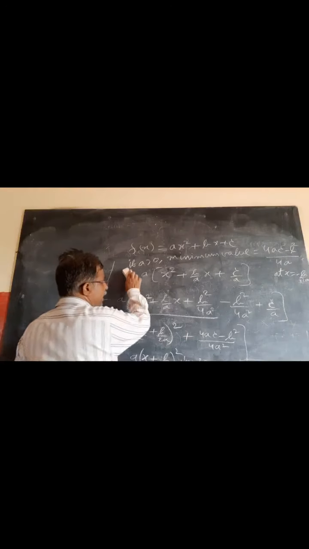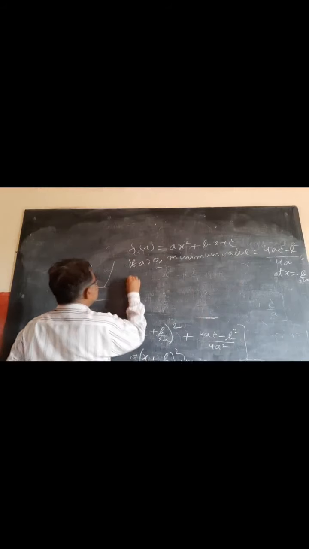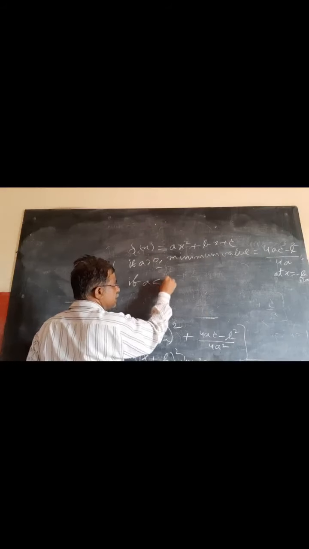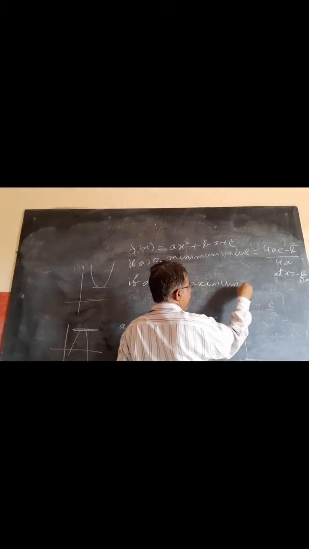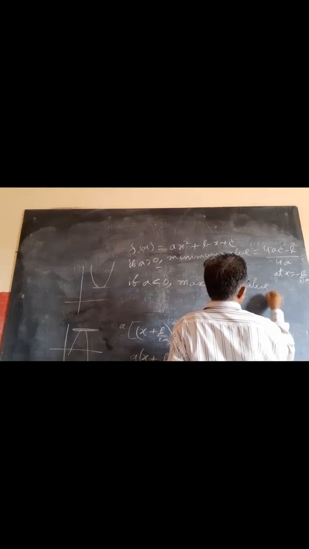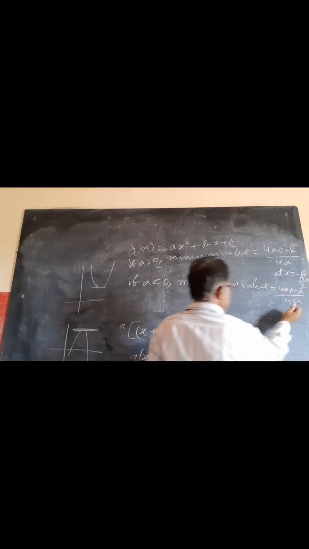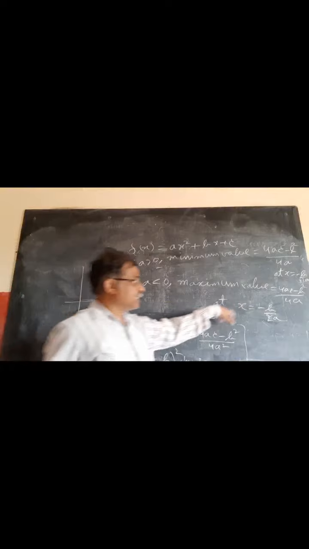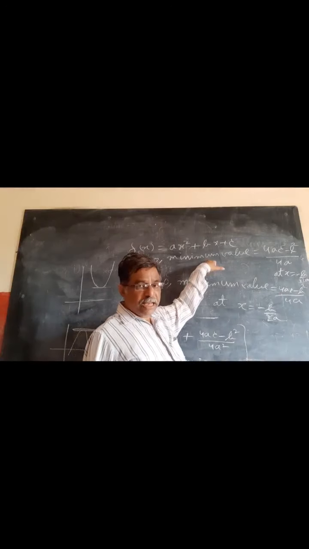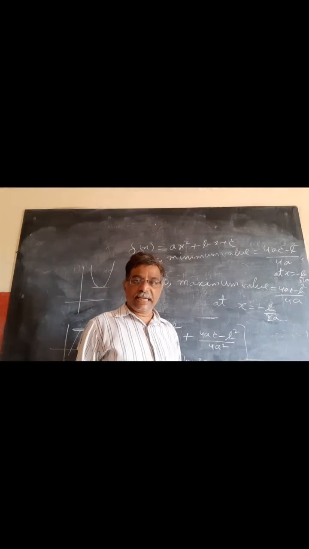So if a is less than 0, then f is having maximum value, that is equal to 4ac minus b square by 4a, same value, at the same point, x equal to minus b by 2a. Same point, same value, but the difference is: here the minimum value when a is more than 0, and here the maximum value when a is less than 0.